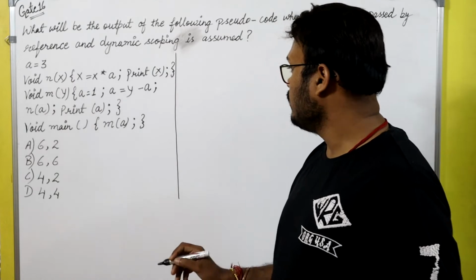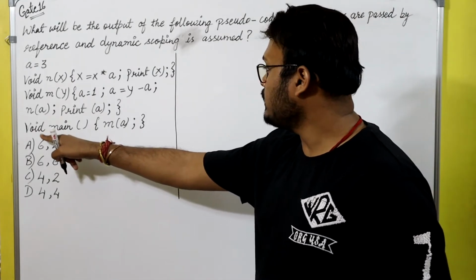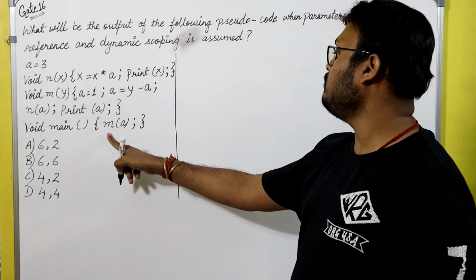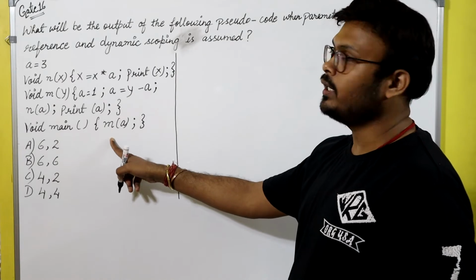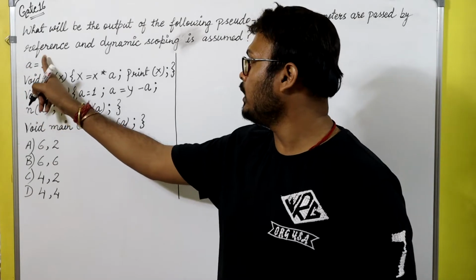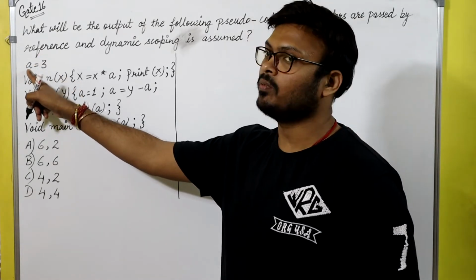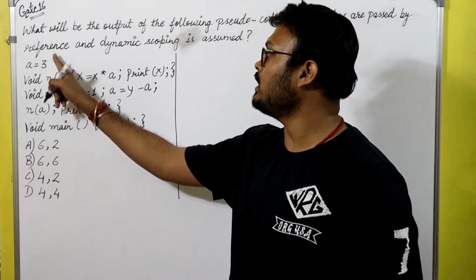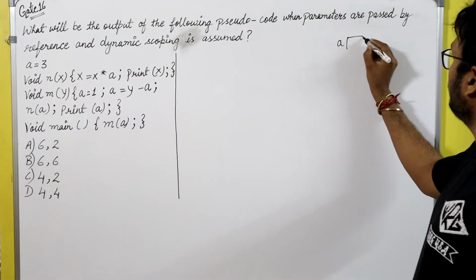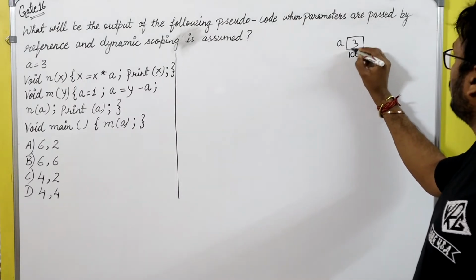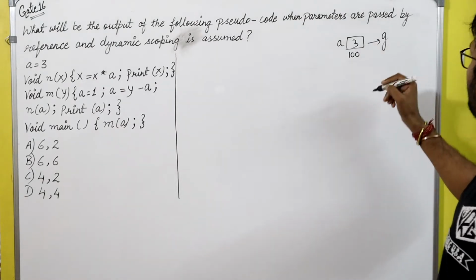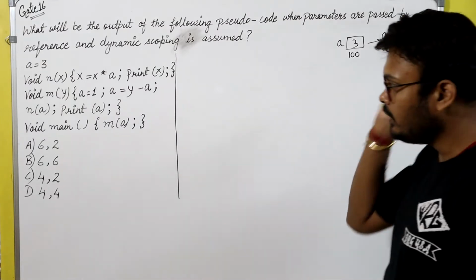It's a pseudocode given. So here you see, let's start from the void main, and here a function named m has been called. At the starting, a equal to 3, it's a global variable. A global variable has been initialized as 3. So let me write here: a, its address is 100, is equal to 3. So it's a global variable. Let me write small g. It's a global variable. Fine.